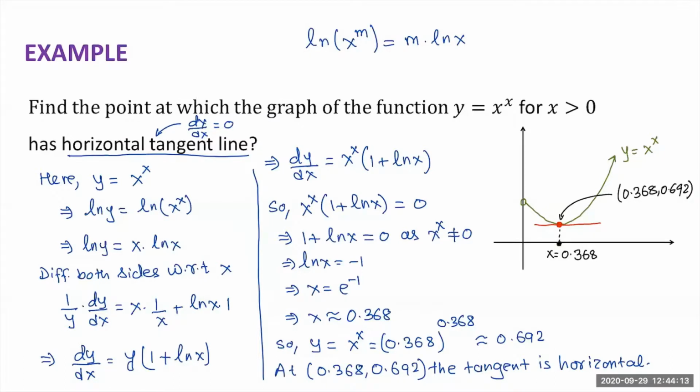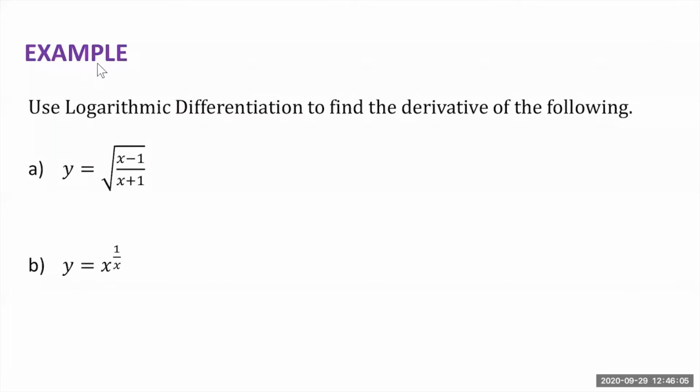0.692. So that is the point where the tangent line is horizontal. Example, use logarithmic differentiation to find the derivative of the following. We may find the derivative of this one using some other technique, but here we want to use the logarithmic differentiation to find the derivative.